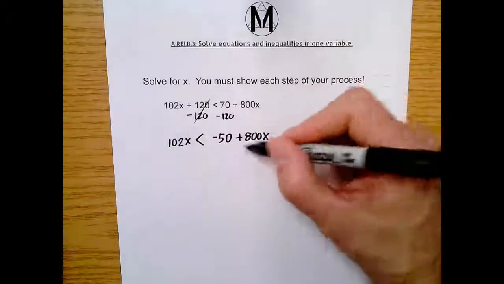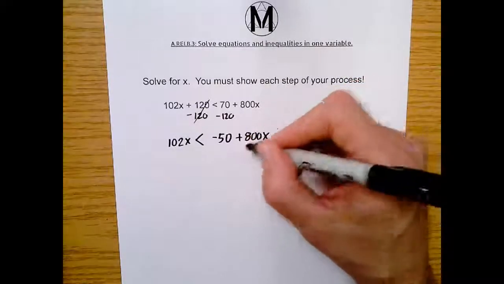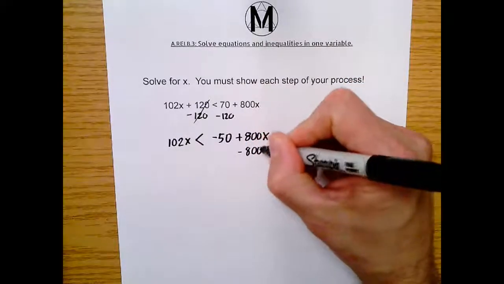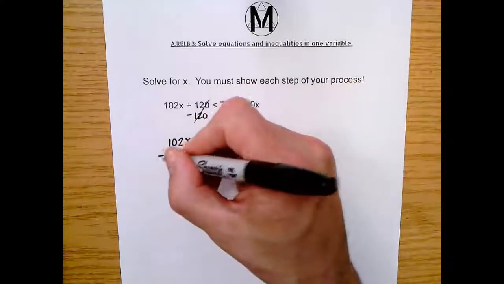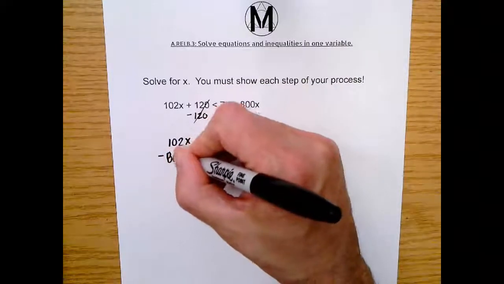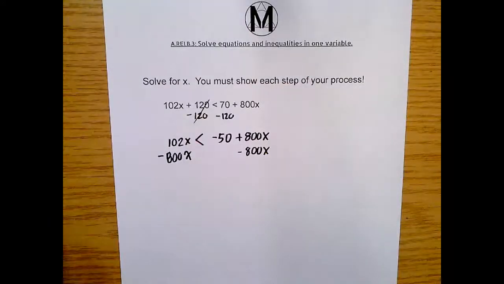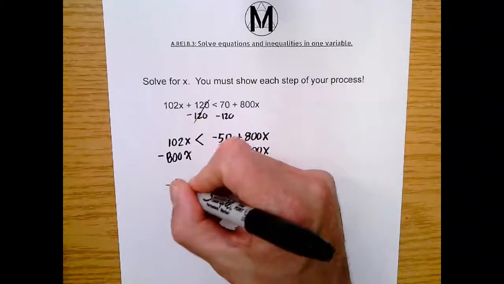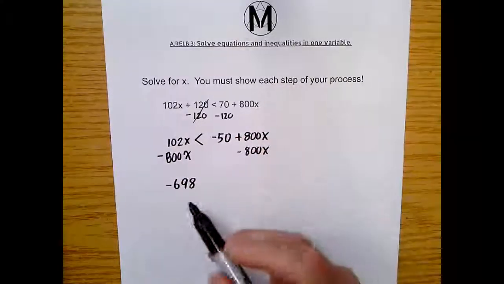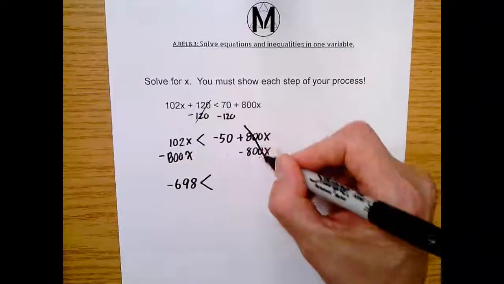Step two, let's move this 800x over here to the other x. This is plus 800x, so I'm just going to do the opposite, minus 800x. Now, because we are balancing our inequality, I do the same thing to the other side. Subtract 800x from both sides. And again, we're going to go negative here because we have 102 and we're subtracting 800 from it. So 102 minus 800 actually gives us negative 698.